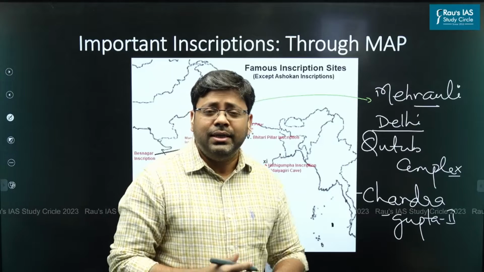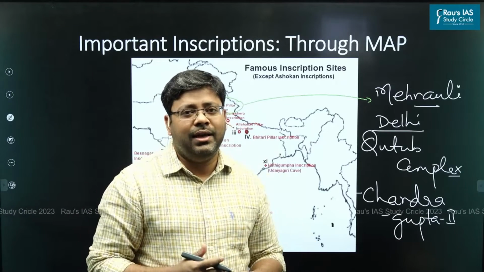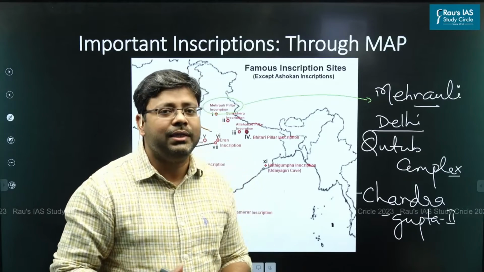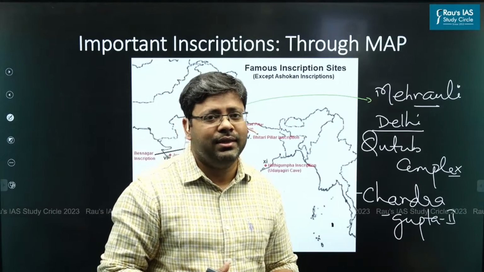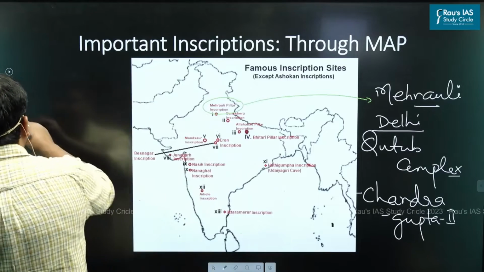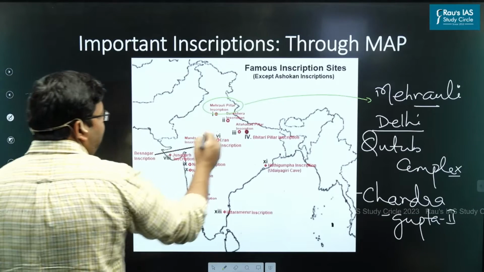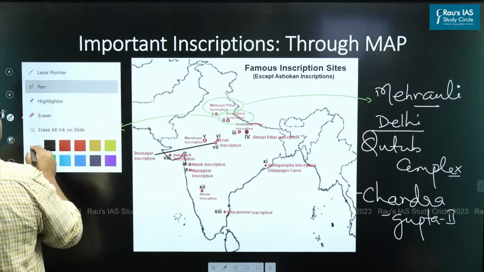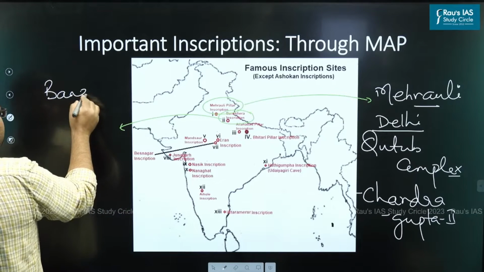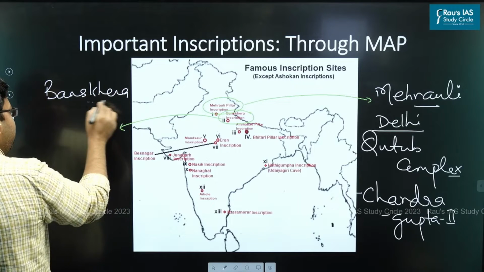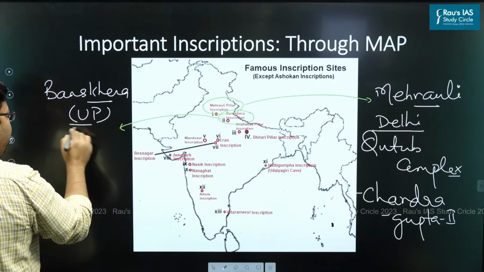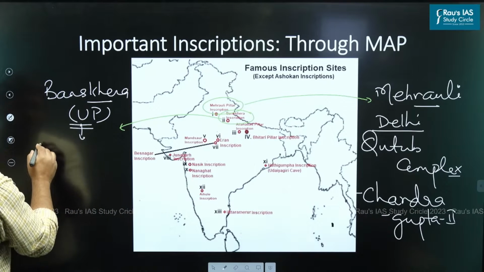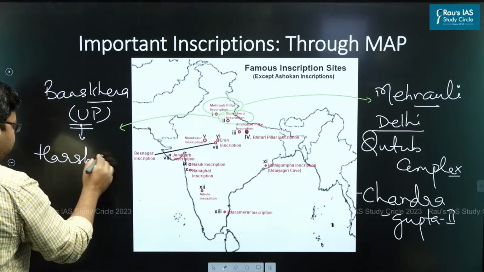Not only this, the pillar is made of rustless iron, and that also describes the development in the technology of metallurgy in the times of the Guptas. The second information that we can have here is that the Banskhera inscription is from UP, and basically this gives the details of the achievements of the great ruler Harshvardhan.